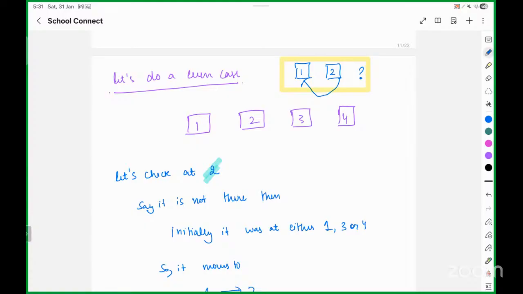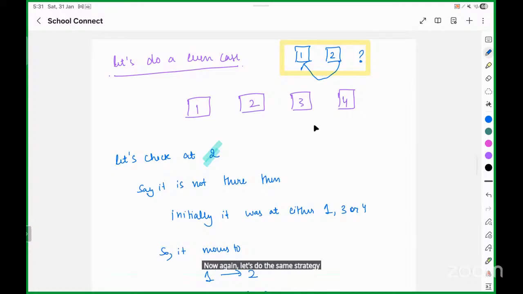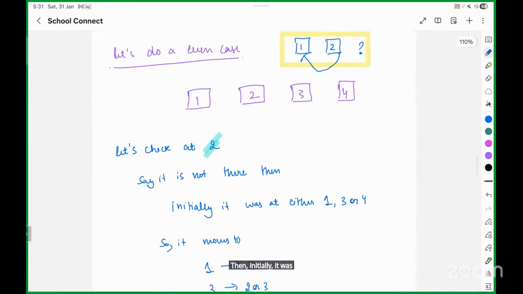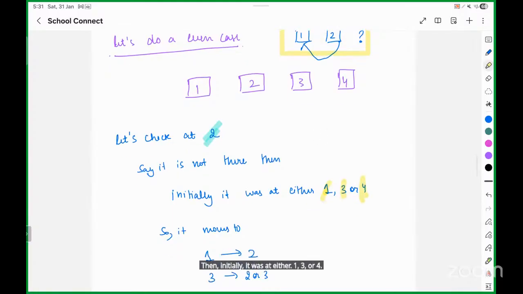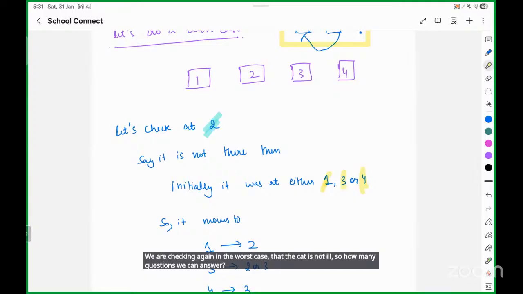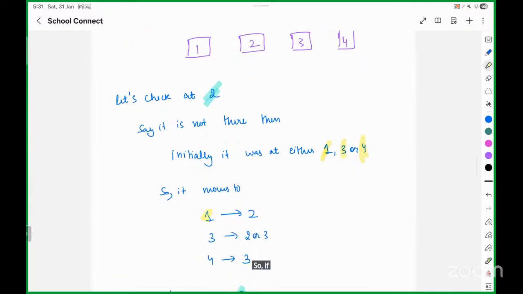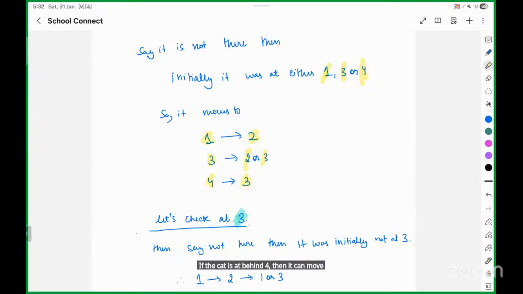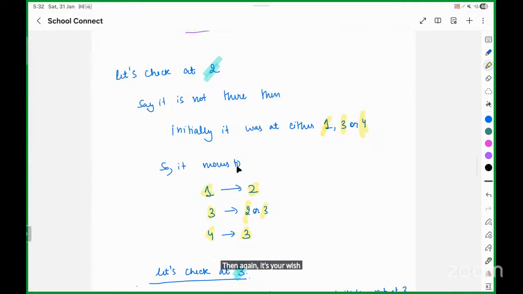Okay. So let's increase our boxes and say there are 4 boxes. Now again, let's do the same strategy. Let's check at 2 and say it is not there. Then initially it was at either 1, 3 or 4. We are checking again in the worst case that the cat is not here. So how many questions can we answer it in? If it is at box 1, then it can move to box 2. If it is at 3, then it could have moved to 2 or 4. If the cat is behind 4, then it can move to 3. Then again, it's your wish, you want to ask 2 again or 3.